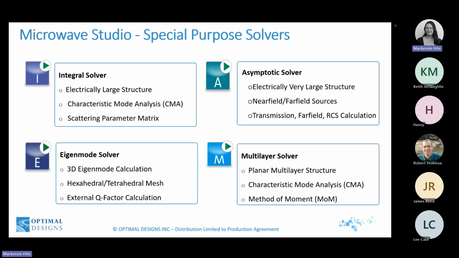The other four solvers in the high frequency suite can be referred to as special purpose solvers. The integral and asymptotic are for electrically large structures. The eigenmode solver is used for studying 3D resonant structures or their eigenmodes. And the multilayer solver is a planar method of moment solver that can be very efficient for PCB simulations.